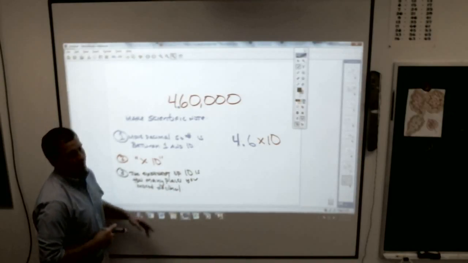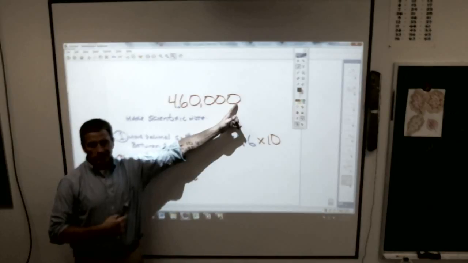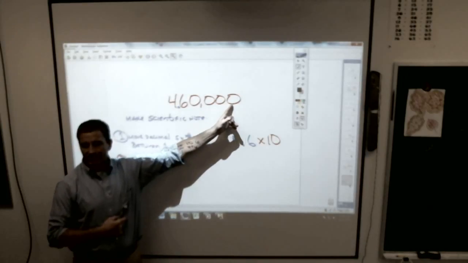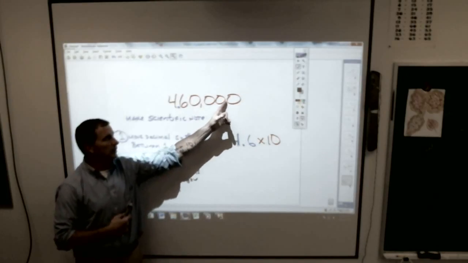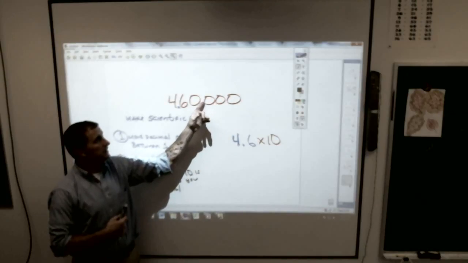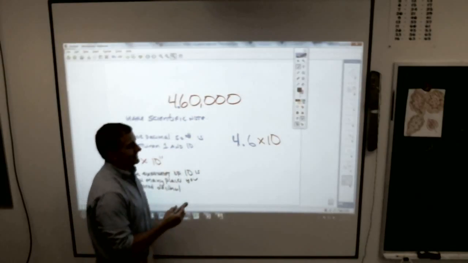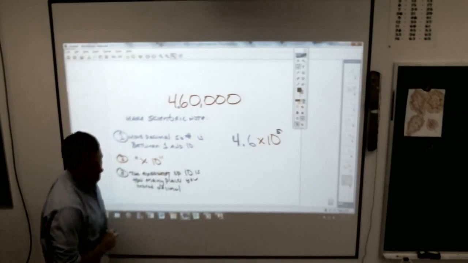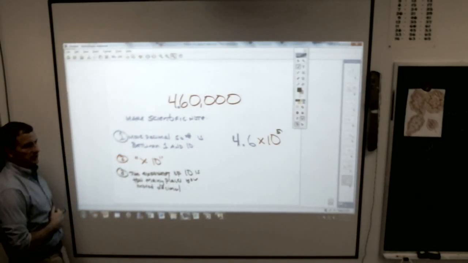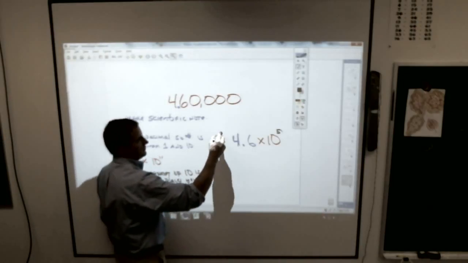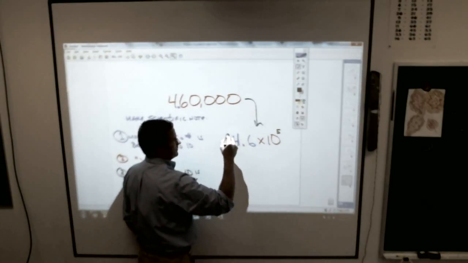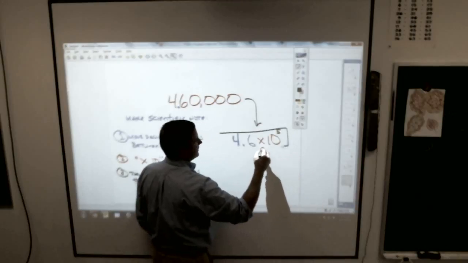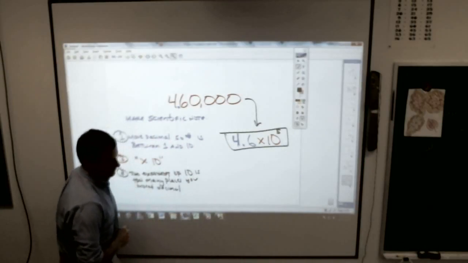In other words, the decimal started here. How many places did I have to move it to get that number between 1 and 10? I moved it 1, 2, 3, 4, 5 places. That is what exponent of 10 goes up there. This is the same thing as this, but this is in scientific notation.